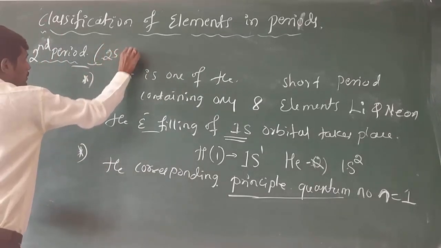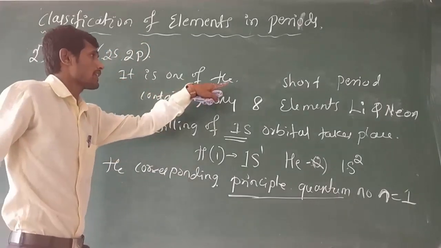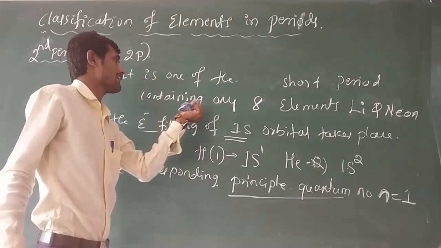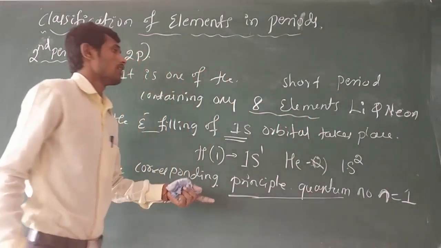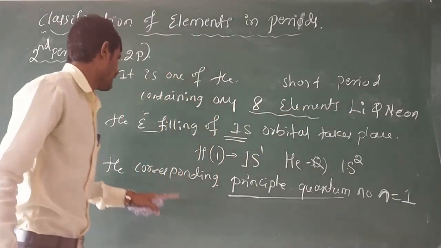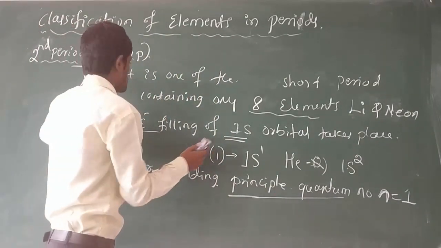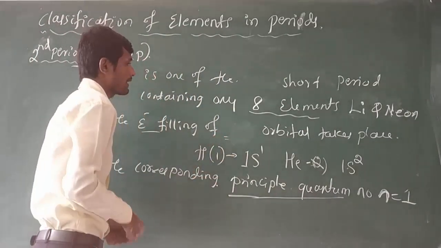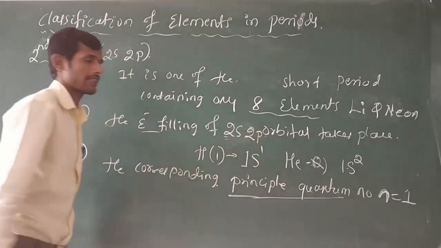2s and 2p orbitals. Yes. It is one of the short periods containing only 8 elements from lithium to neon, and the electron filling of these 2s and 2p orbitals takes place.